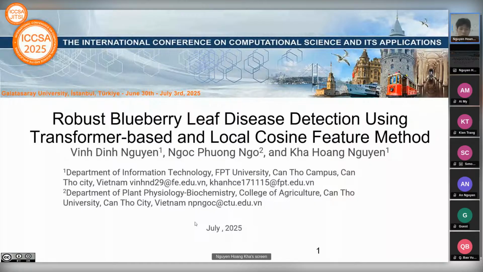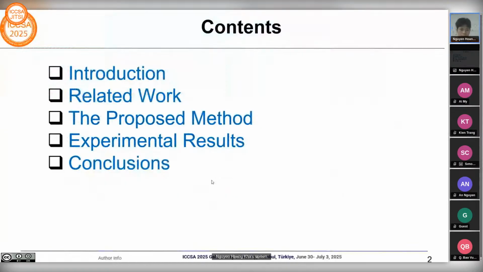Hello, everyone. Today, I would like to introduce our paper. I'm Nguyễn Hoàng Kha from FPT University. Today, I'm going to introduce our paper, robust blueberry leaf disease detection using transformer-based and local cosine feature methods. Our content has five parts: introduction, related work, the proposed methods, experimental results, and conclusion.